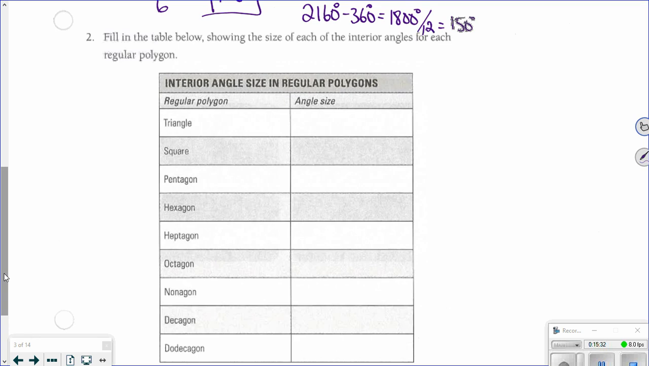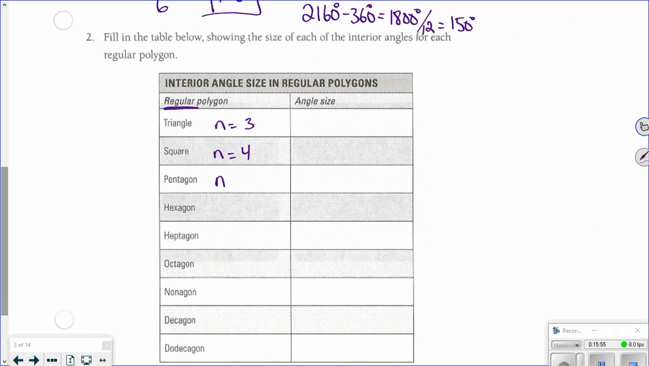Okay, so this chart is going to show you the actual angle sizes for each shape. It says fill in the table below showing the size of each of the interior angles for each regular polygon. So for a triangle, n equals 3. For a square, n equals 4. Triangle has 3 sides, a square has 4. We're talking about regular, which means we can use our formulas.